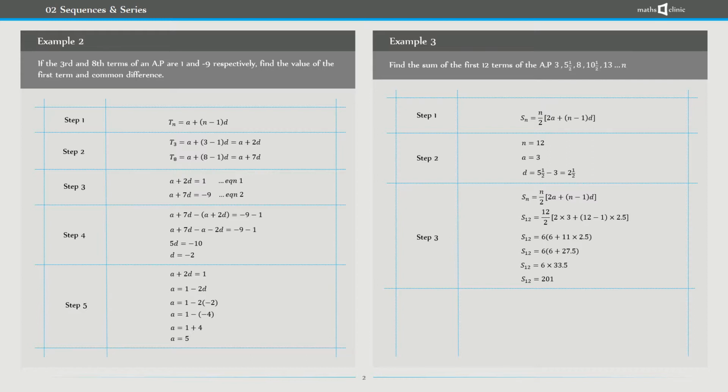So if I wrote down the first 12 terms of this arithmetic progression, if I continue this progression here, 13, 15 and a half and so on, if I wrote this down to the 12th term and added all the numbers together, I would get 201. So that is how it works. Now let's move on to the next example.